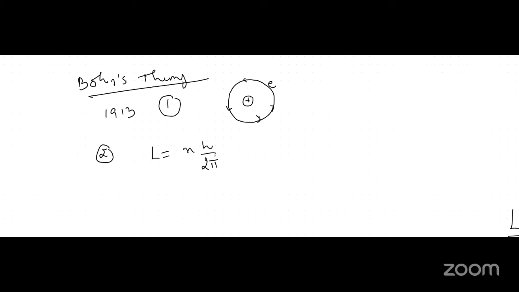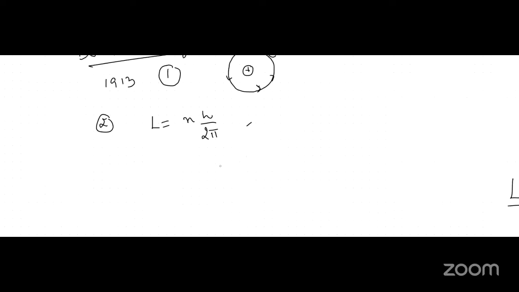So that means the electrons will be revolving in different circular orbits, and moreover, the orbital angular momentum L is an integral multiple of h by 2 pi. Here h is nothing but the Planck's constant. So this is one more assumption made by Niels Bohr.